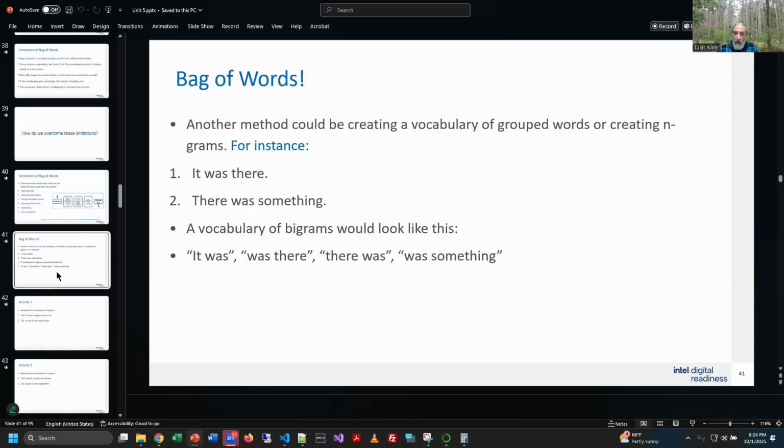Says here, another method could be creating a vocabulary of grouped words or creating n-grams. So for example, "it was there" or "there was something" are phrases that we could group together and treat as one thing. So that is a possibility. Another example, Green Bay Packers. I could group that in because that truly is one singular concept, right? In fact, I could probably even group it with just Packers or just Green Bay if I'm talking about football. And this is kind of the combination approach. And right there, if I combine Green Bay Packers together, well, that's two less words to process.